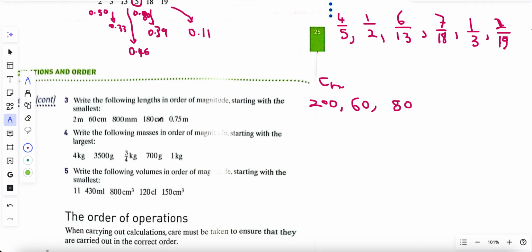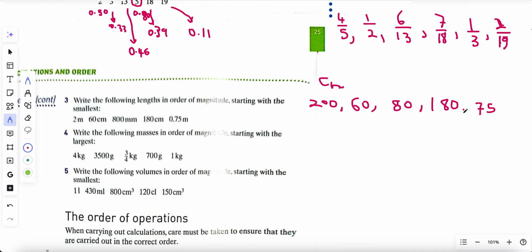Now 180 centimeter is already in centimeter, so you write it like that. I think we shall be writing underneath it. This one is in meter and you want to change it to centimeter, so you multiply by 100. If you multiply by 100, you move the decimal twice to the right. It becomes 75 centimeter. All are in centimeter now.